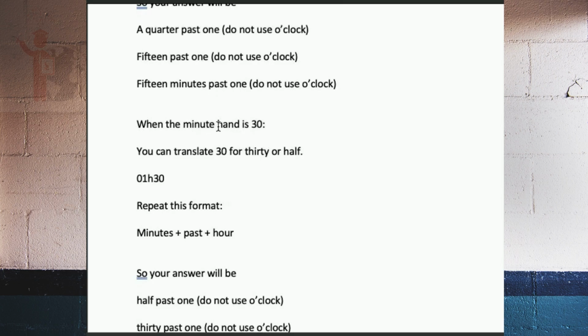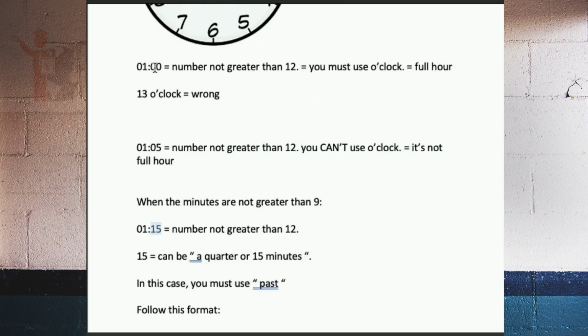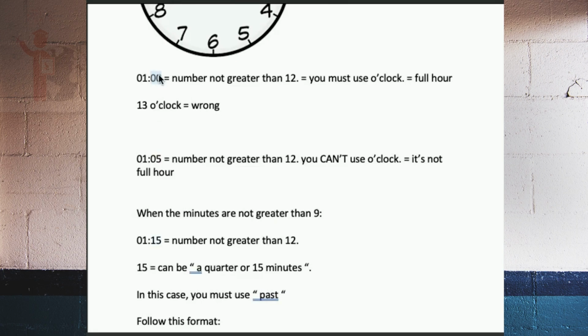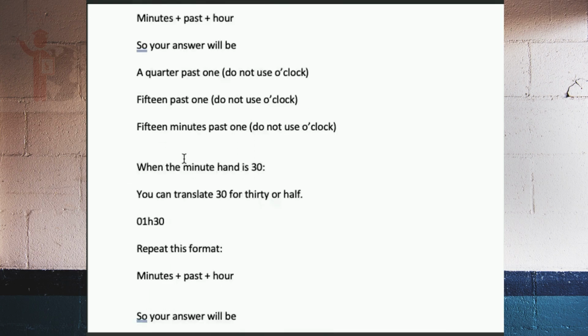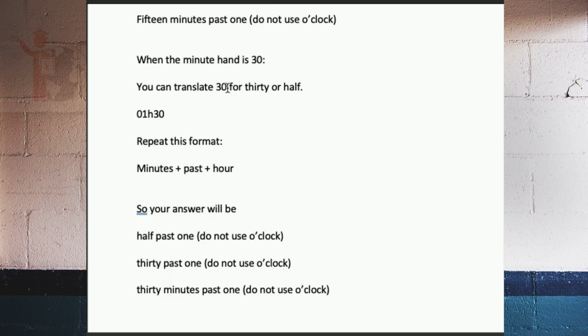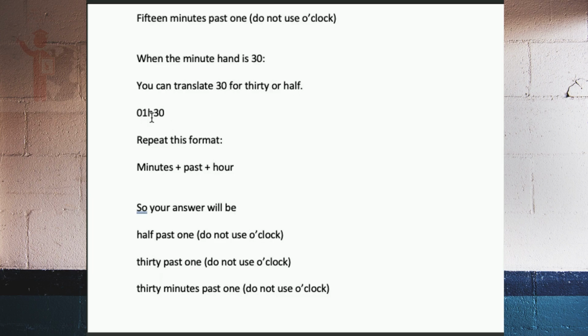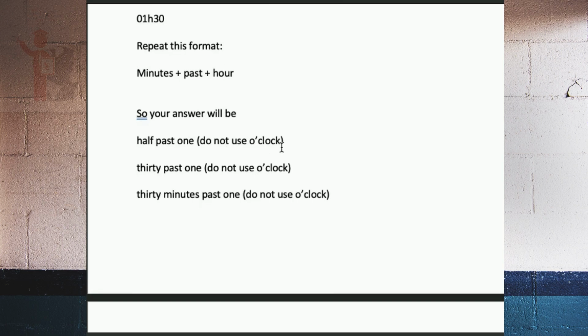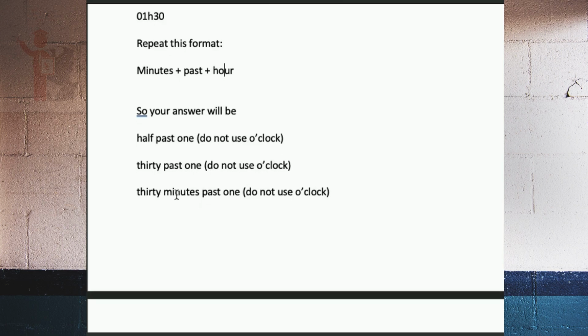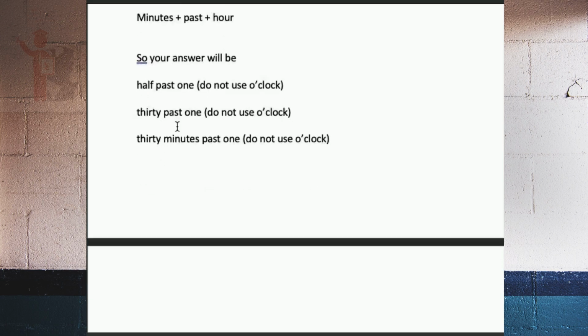So let's say now we understand that it is 30 minutes. So now this one here will be 30. So you can translate 30 as 30 or half. So here how we do it exactly, we repeat the same formula. It would be the minutes, then the hours would be past, and then this number here will be the hour. So let's read that. 1:30, do not use o'clock. Choose one of them, okay?